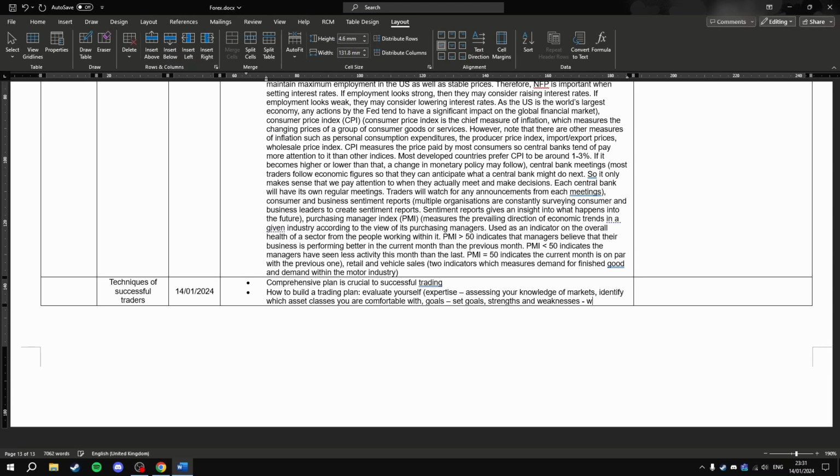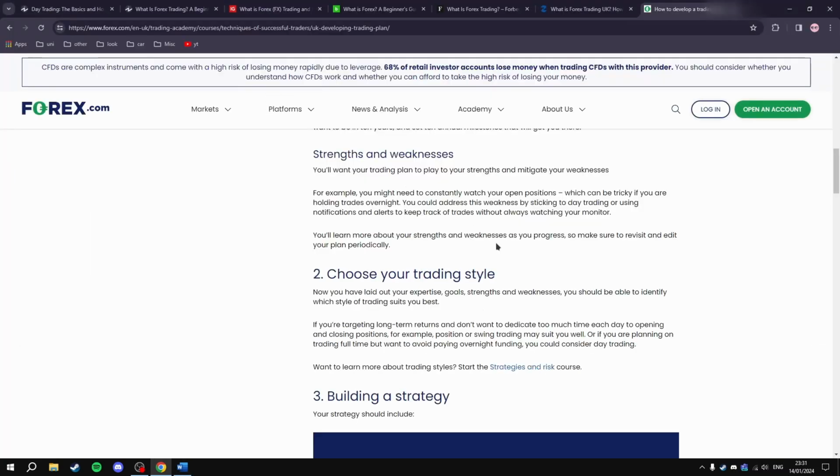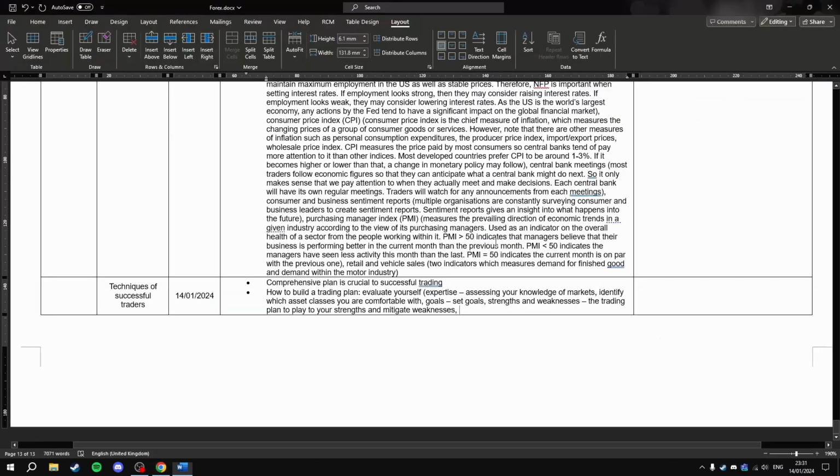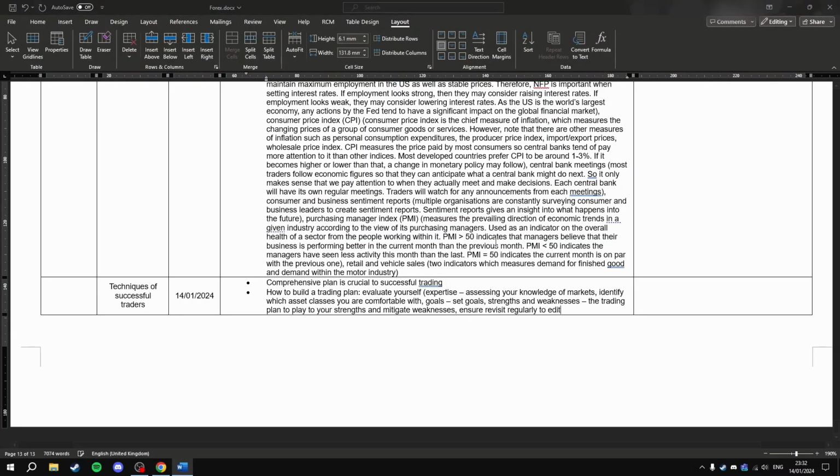Want the trading plan to play to your strengths and mitigate weaknesses. Ensure you revisit regularly to edit.